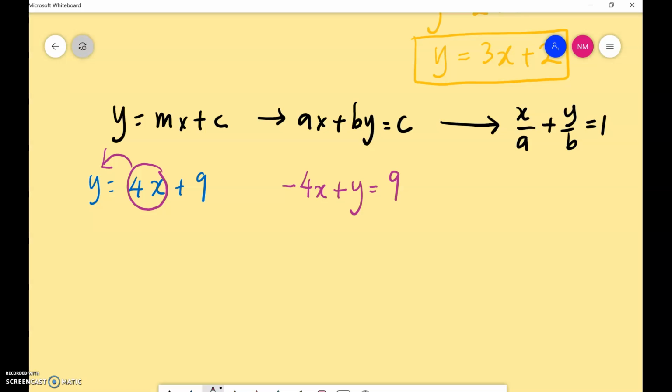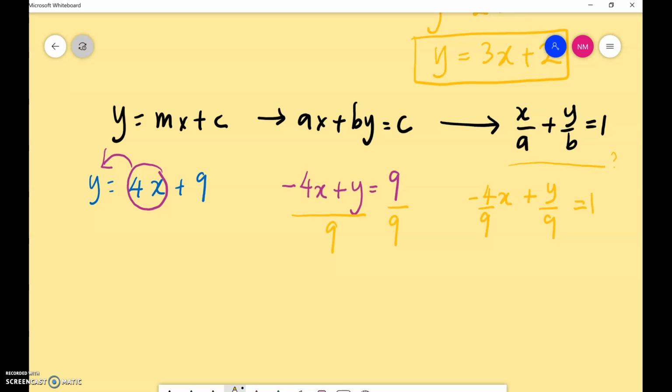Then how about we want to convert to x over a plus y over b? How do we convert like this? So what to do? We make sure the c becomes 1. How to make the c become 1? Remember, we have to divide by 9. Based on c is 9, so you must divide everything by 9. When you divide everything by 9, you will become negative 4 over 9 x plus y over 9 equal to 1. Just like that.